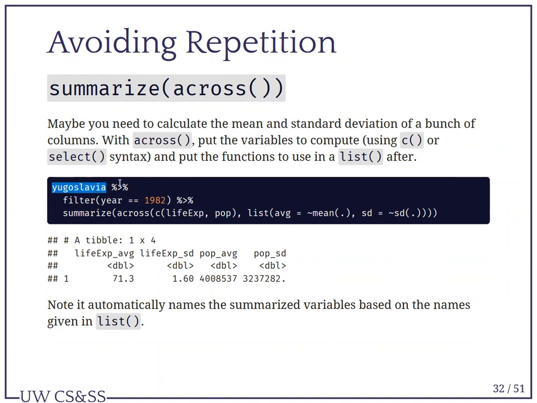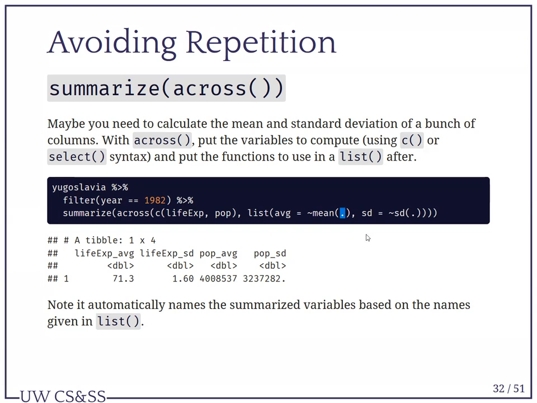So here we take the Yugoslavia data and then filter to 1982, and then say, summarize across our life expectancy and pop columns, and then list will get the average, which is equal to the mean of dot, right?